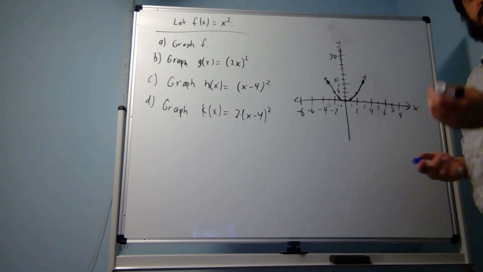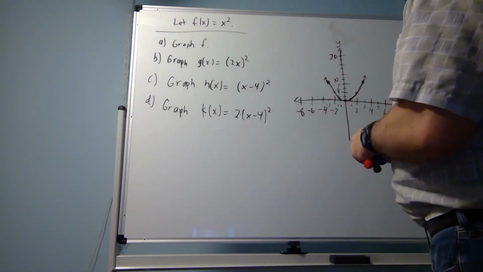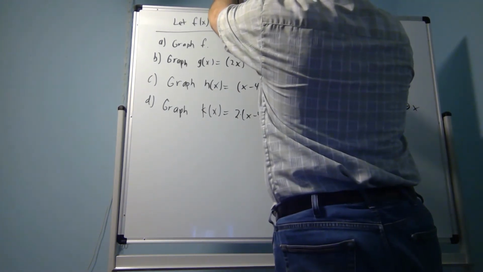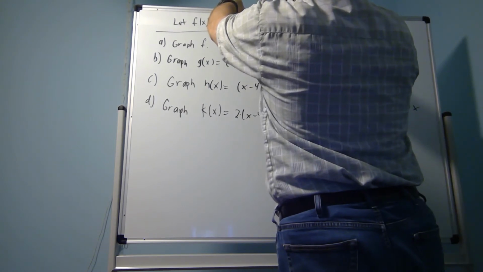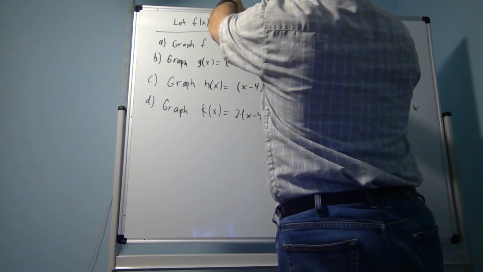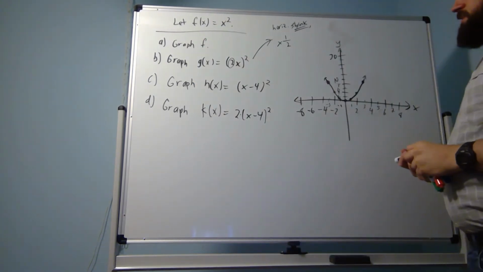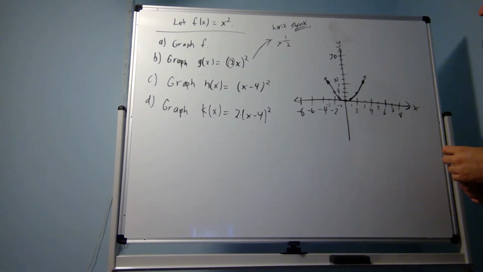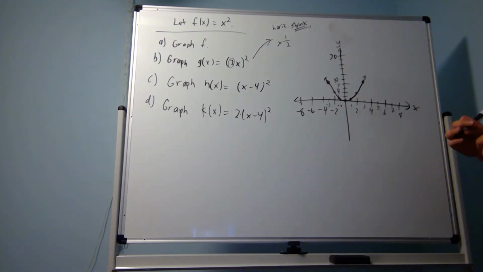That's pretty interesting. And what I claim is, on the horizontal shrink, if I shrink by 2, then it's times 1/2. It's always the reciprocal when it's on the inside of the parentheses and you're multiplying the x. That's how it works. So times 1/2 instead of times 2, you multiply it by 1/2.